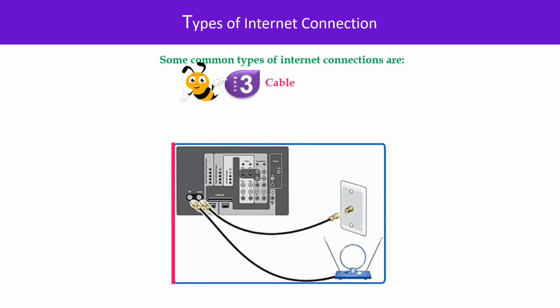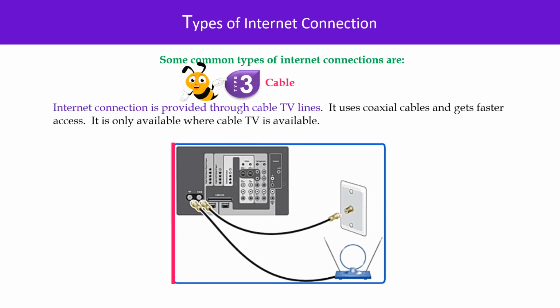Type 3, cable connection. Internet connection in this case is provided through cable TV lines. It uses coaxial cables, which is a special type of cable, and gets faster access. It's only available where cable TV is available.